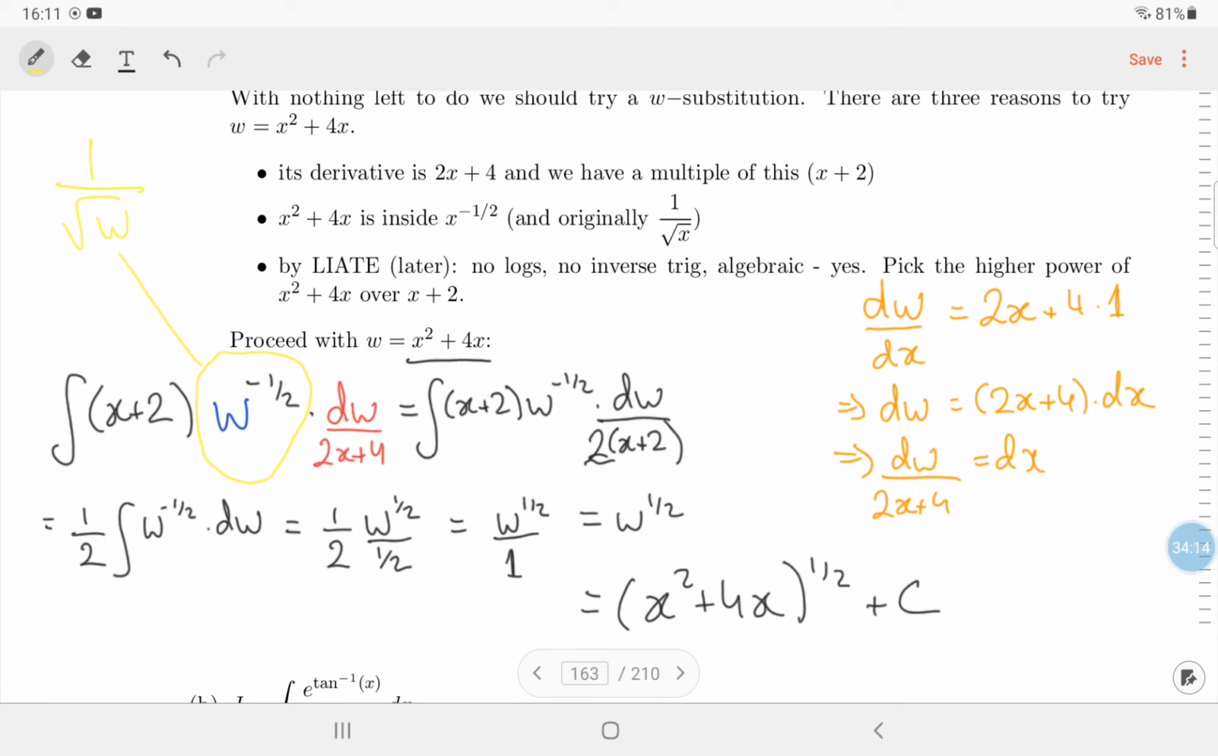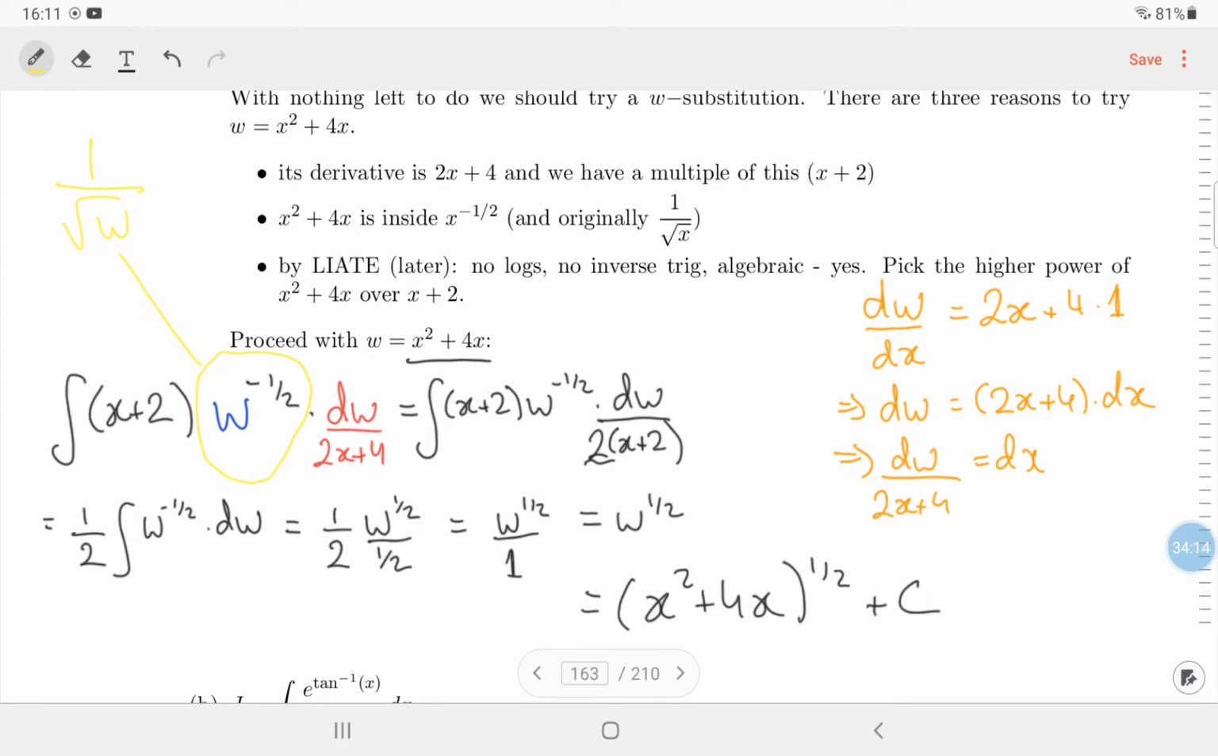The second reason is LIATE. So we'll see LIATE a bit later. The first is logs. There's no logs here. Inverse trig, yes, you should let the w be the inverse trig. That's the inverse tan. The second way doesn't really work because 1 plus x squared is inside something else, inverse tan. So you could just chance your arm.